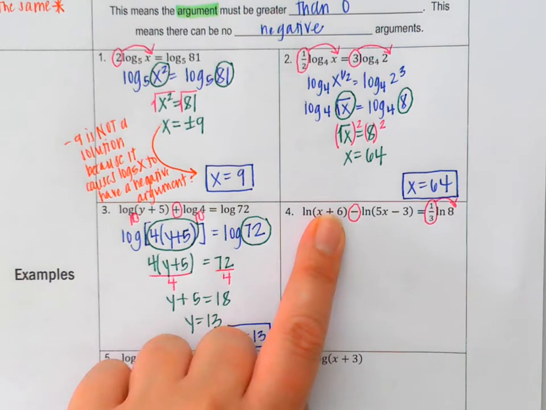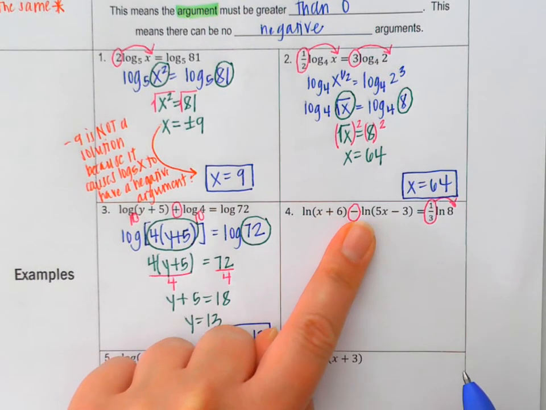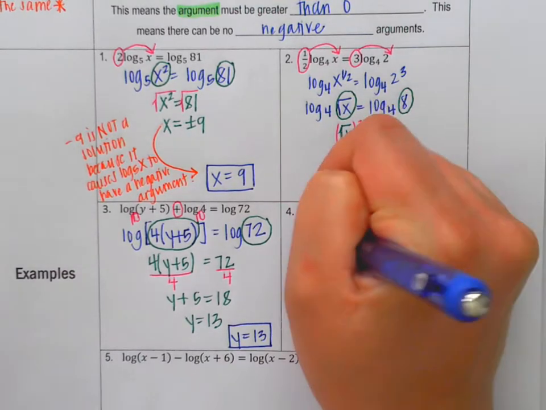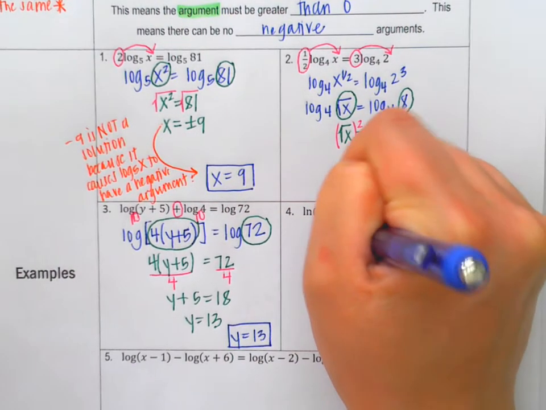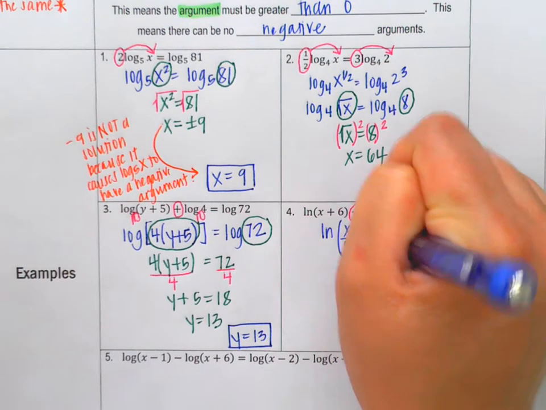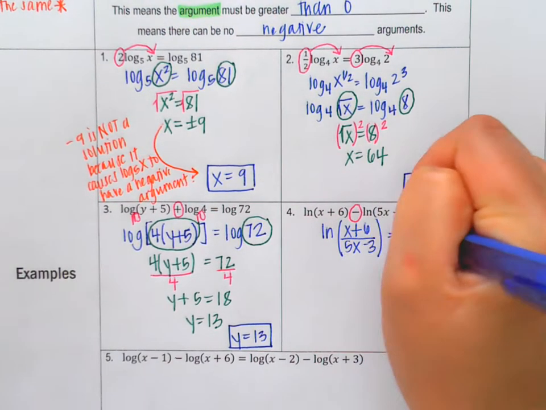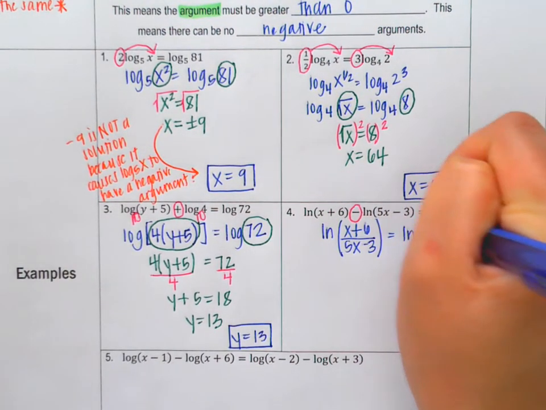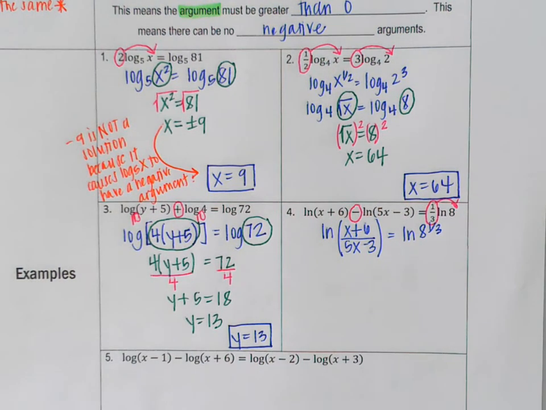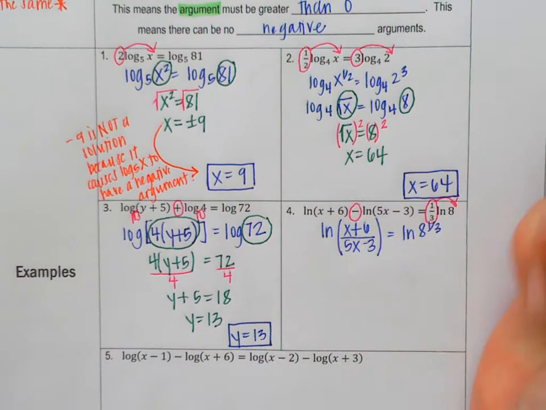So I would combine this one. So it's minus. When it's minus, we combine it by dividing. So it's going to be ln. X plus 6 is going to go on top. 5x minus 3 is going to go on bottom. Equals ln 8 to the 1/3. Now remember, 1/3 is the same as a root, right? 3 is in the denominator, so it's a cube root. So I'm just going to rewrite that.